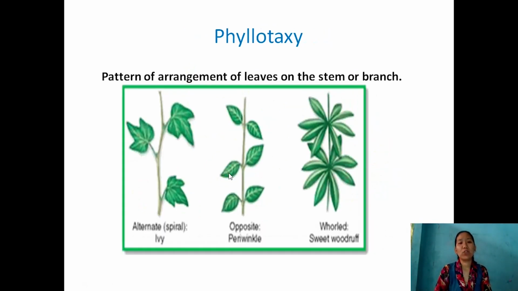Now phyllotaxy. Phyllotaxy is nothing but the arrangement of leaves on the stem or branch. So it can be alternate like this: you have a node, and at each node you have a leaf. It is alternate, or it can be opposite, that is, at both sides of a node you find a leaf. Or it can be whorled. In the case of whorl, you find more than two leaves at a node. So you can find many leaves here. So this is a whorl.